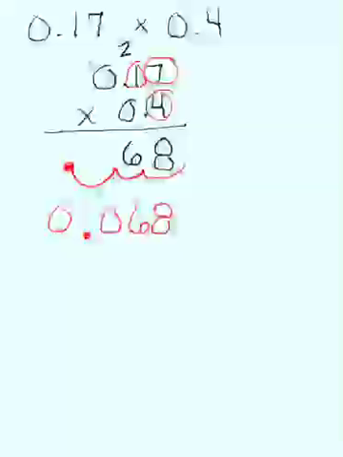How would we say that number? Think back to Thursday. How would we say that number? 68 what? Thousandths. Because the 8 is in the thousandth spot. This would be 68 thousandths.